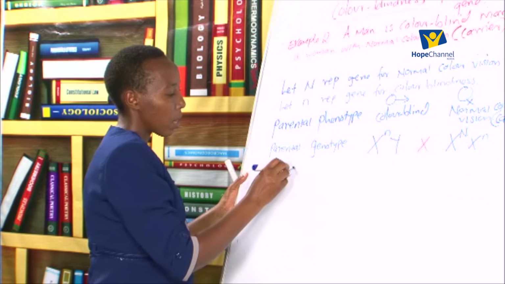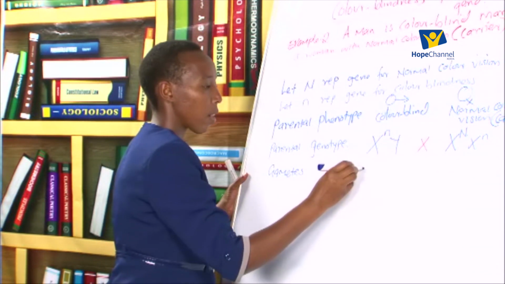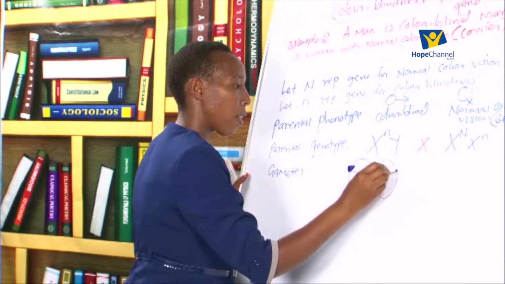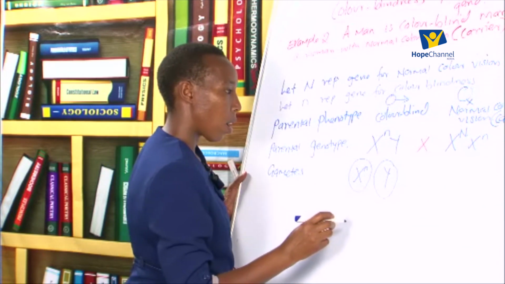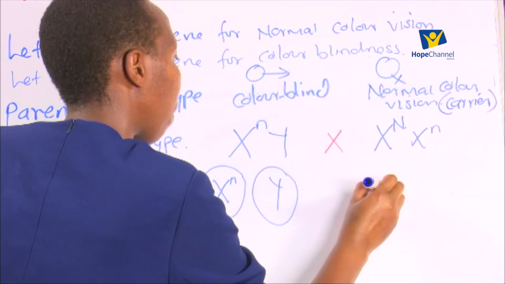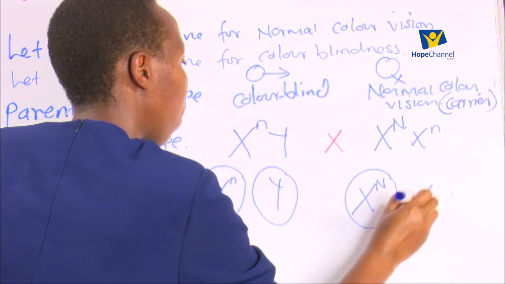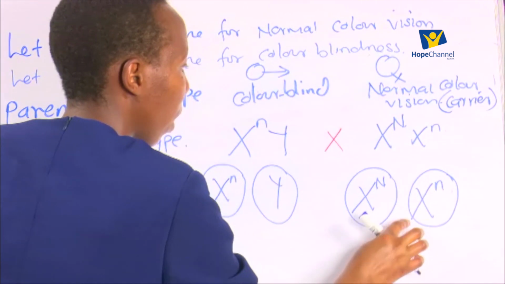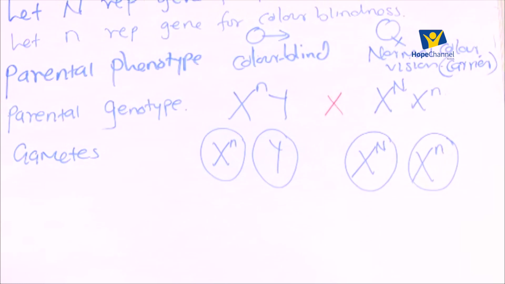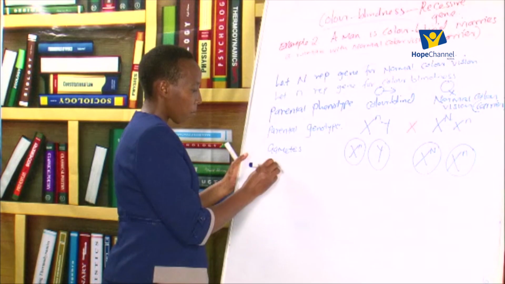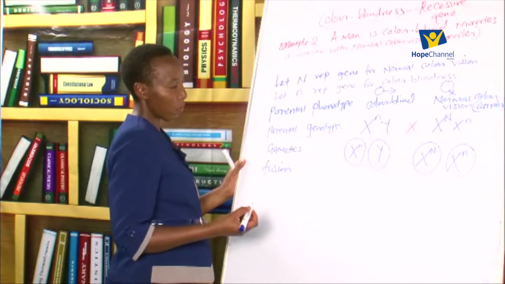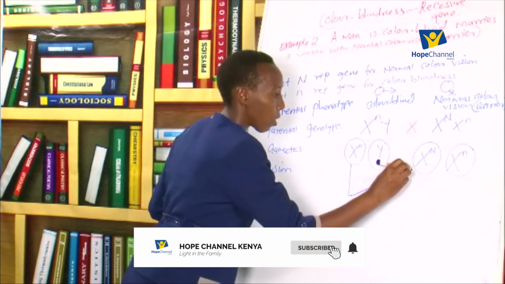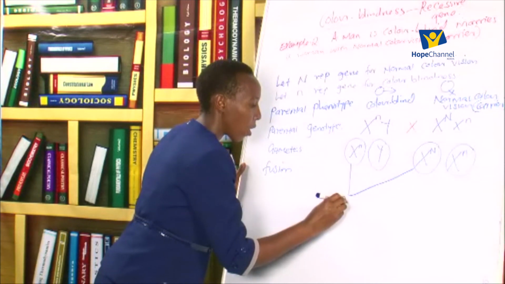So we form gametes. In this case, we are going to have X and then Y. And then we are going to have X, then we have this X, which has the recessive gene for colorblindness. Then we do the fusion. Fusion, we said, is fertilization. So during fertilization, there are 4 chances. This gamete can fuse with this one, so we are going to have N.